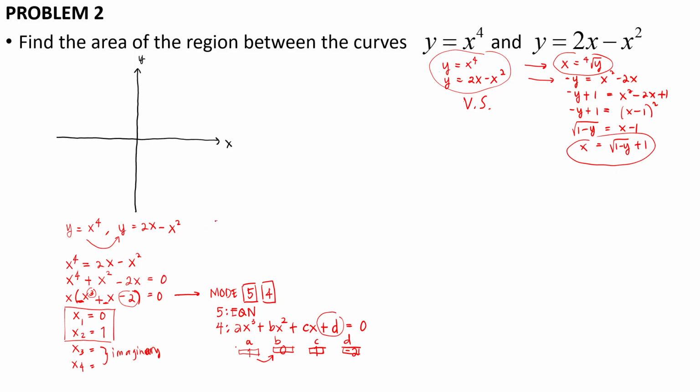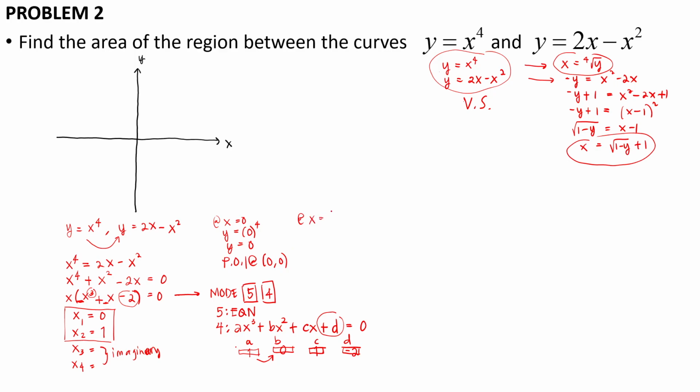Okay, so at x equals 0, that will be y times 0 to the power of 4, so that's 0, 0. So the first point of intersection is at 0, 0.